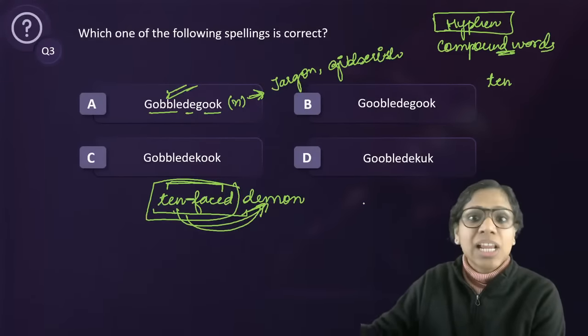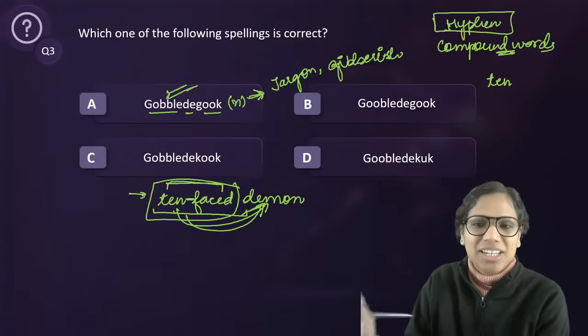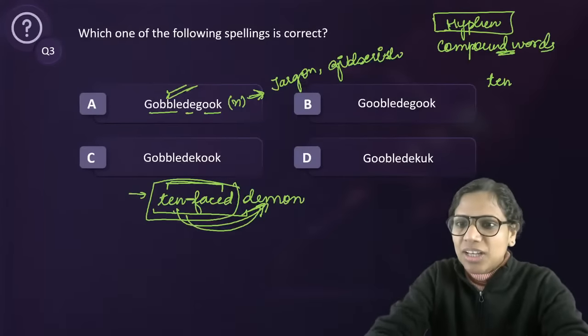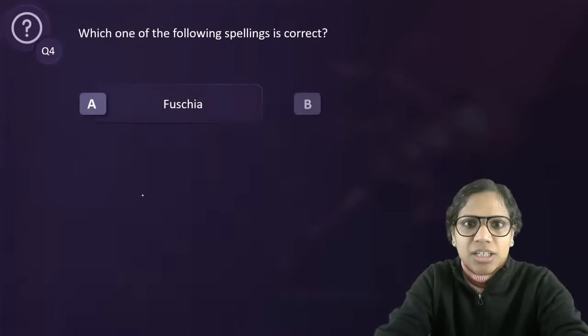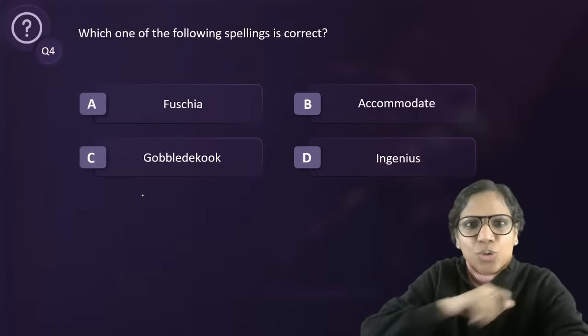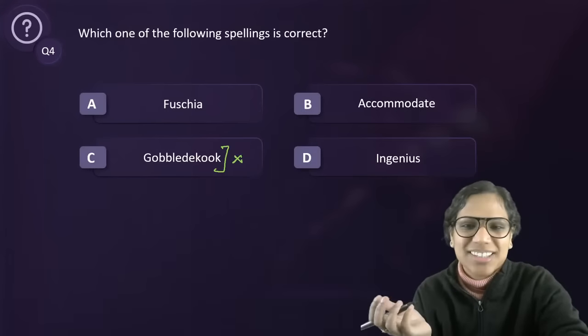I'll show you this usage in a question also. Just wait. So gibberish, jargon, that is the answer here. All right. Let's have a look at this one. Gobbledygook, you already know this is not correct. So it's just three options.